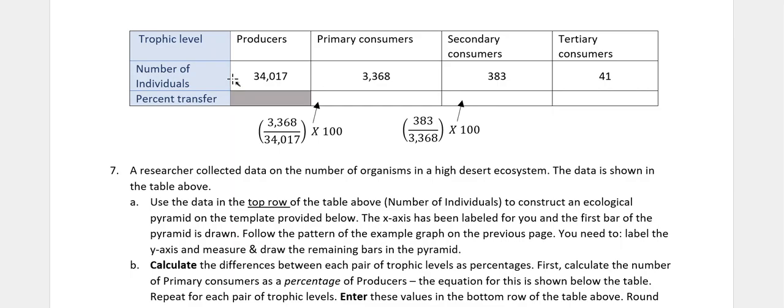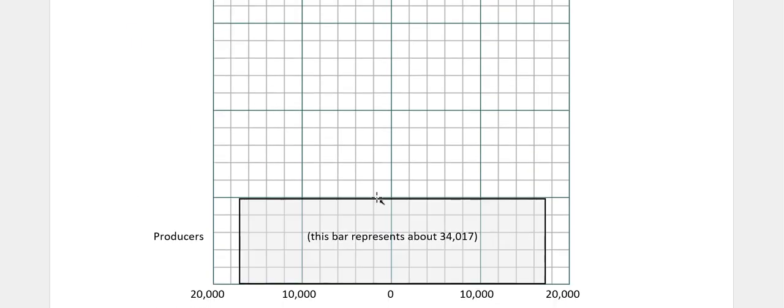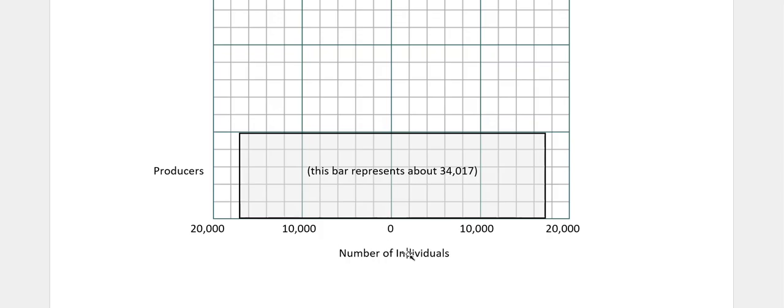So this is an ecosystem that shows us number of individuals, and you can see the numbers there, starting with producers about 34,000, primary consumers 3,368. So let's go down to the graph. Now this has already been set up for you. So we have the label, number of individuals, and then we have, again, 0 in the middle, and the first bar has been completed.